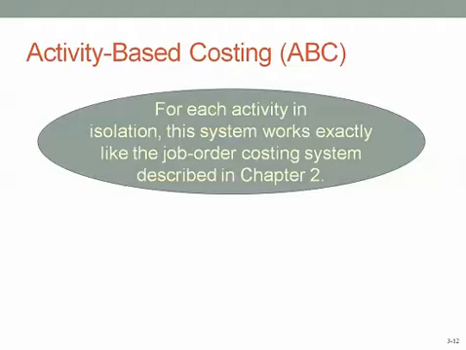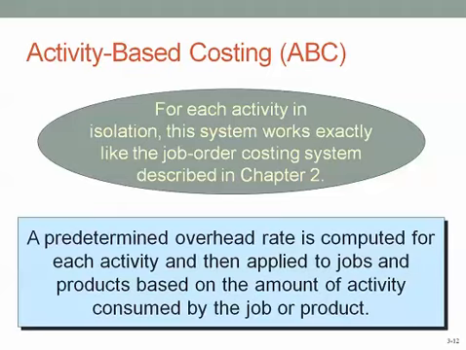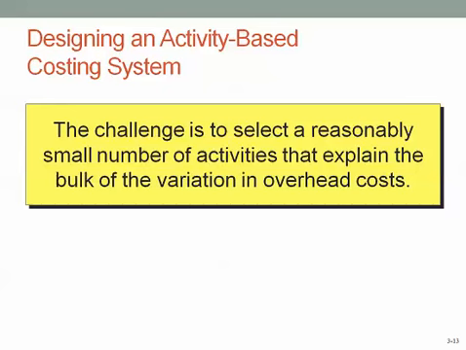For each activity that we're undertaking, we're going to allocate overhead just like we did on our job order cost system in Chapter 2. We'll take our predetermined overhead rate and then multiply it by some actual level of activity that we spent working on a particular job or product. Our challenge in an activity-based costing system is to select a reasonably small number of activities that explain most of the variation in our overhead costs.